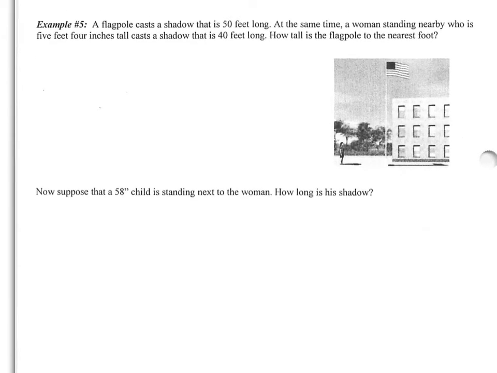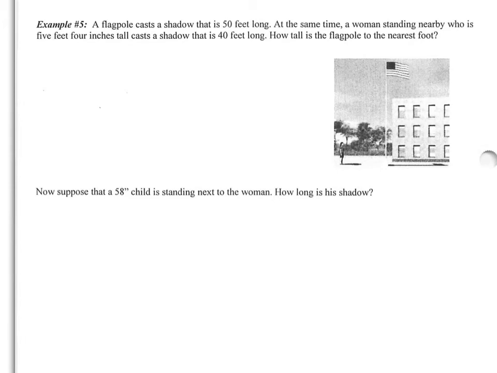A flagpole casts a shadow that is 50 feet long. At the same time, a woman standing nearby, who is 5 feet 4 inches tall, casts a shadow that is 40 feet long. How tall is the flagpole to the nearest foot?